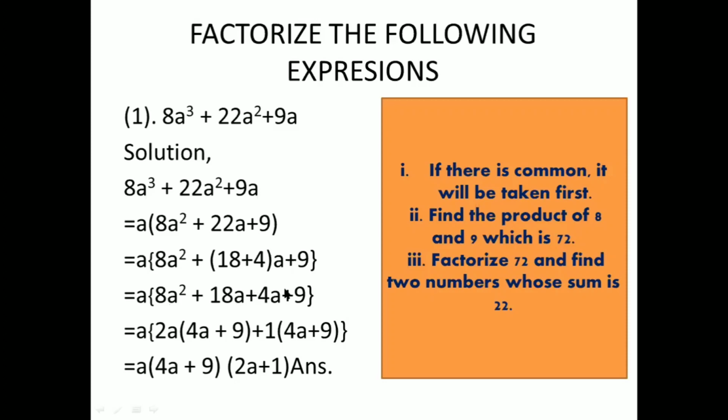Now make groups of these two terms. 2a is common in these two terms, and what is left is 4a plus 9. And here 1 is common, then what is left is 4a plus 9. Now 4a plus 9 is the same, so 4a plus 9 goes here, and here will be 2a plus 1. Altogether how many factors became now? One is a, and this is 4a plus 9, and this is 2a plus 1. Like this we have to factorize.